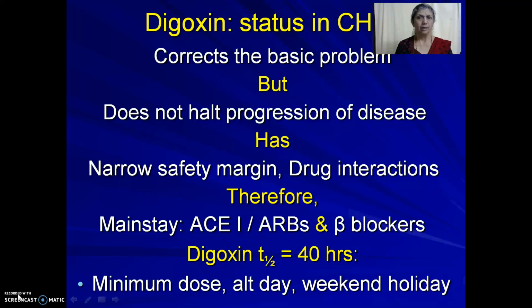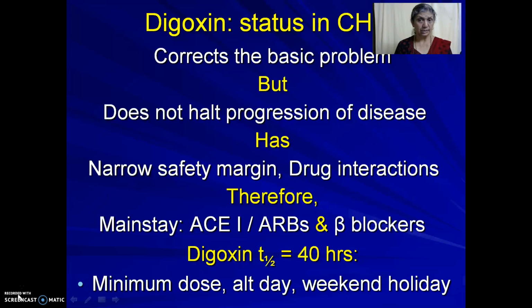And therefore, the mainstay of chronic management of congestive heart failure today are drugs like ACE inhibitors or angiotensin receptor blockers and beta blockers. Why? Because they give us quick and better symptomatic relief without toxicity, and importantly, both these drug classes can slow down the progression of the disease. Therefore, the mainstays are ACE inhibitors and beta blockers with diuretics and with digoxin as required. We'll discuss it again later.